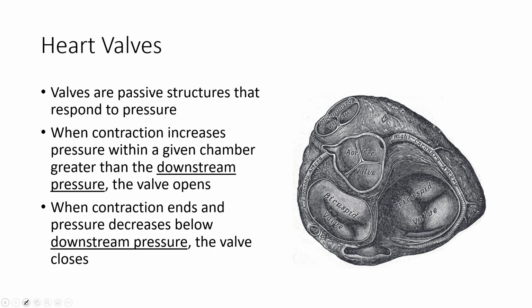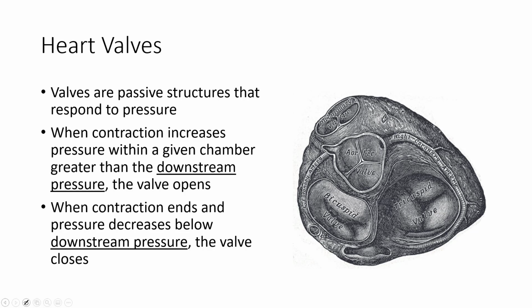When contraction increases pressure within a given chamber, so again, we're talking, notably, about the ventricles. If it's greater than the downstream pressure, so if we can create pressure in the ventricles greater than what it is in the aorta, or greater than what it is in the pulmonary artery or pulmonic trunk, the valve's going to open. And quite often when contraction ends, pressure decreases, right, because we're relaxing.